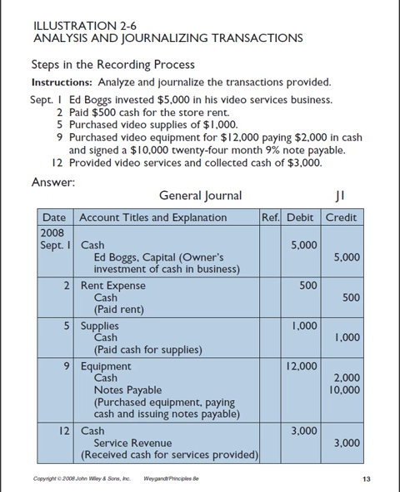And I only have about 16 seconds left in this 5-minute presentation. So here's actual examples. Ed Boggs invested $5,000. So we debit cash, credit the capital account. Any questions, feel free to post in class.